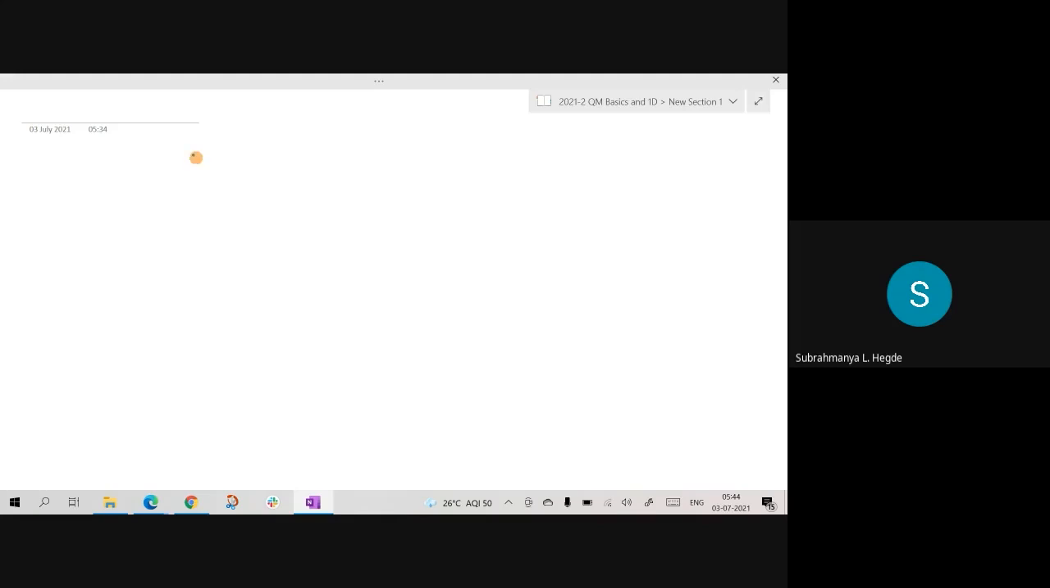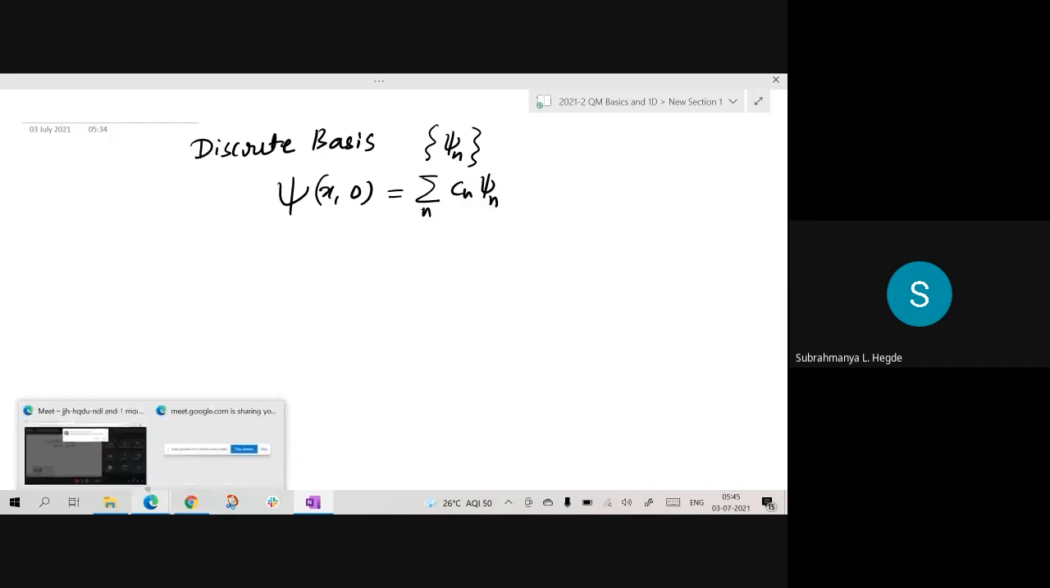Yeah, so in case of discrete basis, that means in case of psi n, suppose in case of particle in a harmonic oscillator or particle in a 1D box, am I right? The most general state is written like this. So psi of x comma 0 or x comma t, isn't it? So that's equal to summation over Cn into psi n, because it was a discrete basis, isn't it?